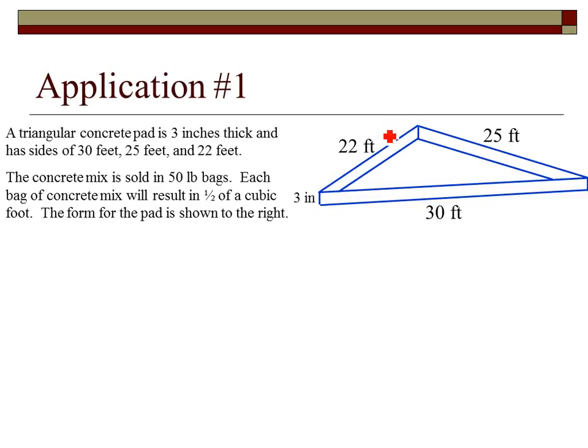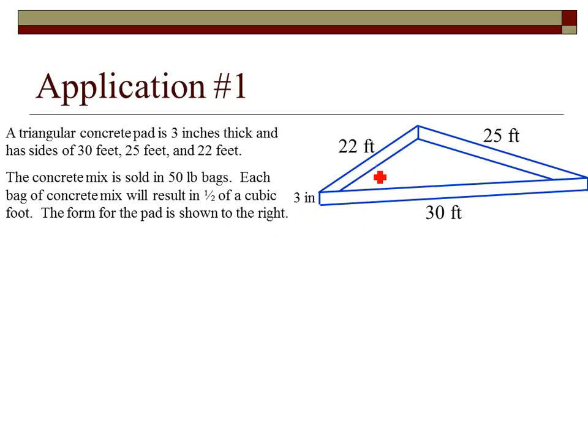So we're going to look at this one right here, and I need to figure out what the volume is. They're going to be buying bags of cement, and you mix the cement. There'll be 50-pound bags, which you don't really need for the problem, and each one will cover 1/2 of a cubic foot. So we need to figure out how many cubic feet this pad will be so we know how many bags to buy. So we have the form, and that's shown right here.